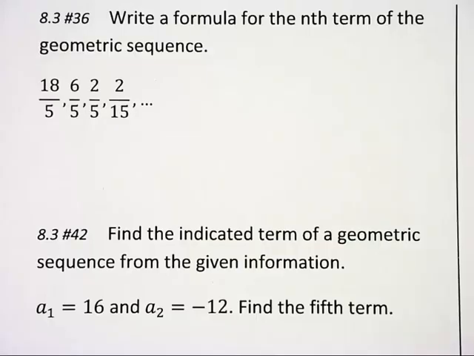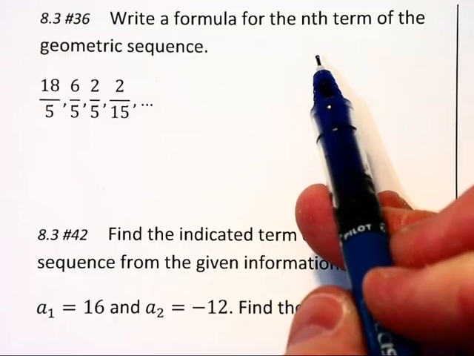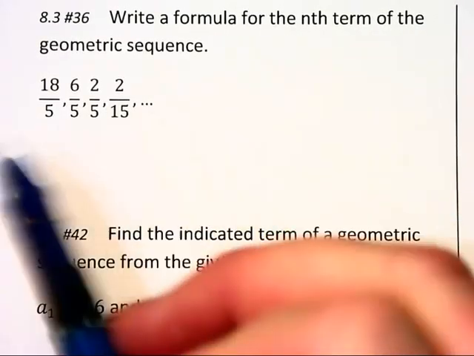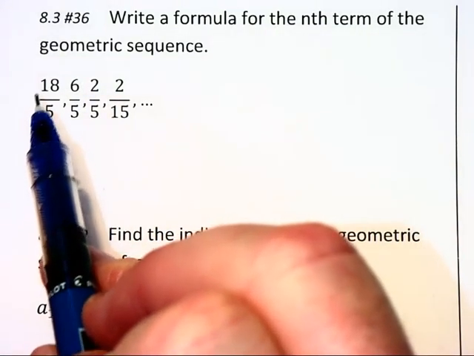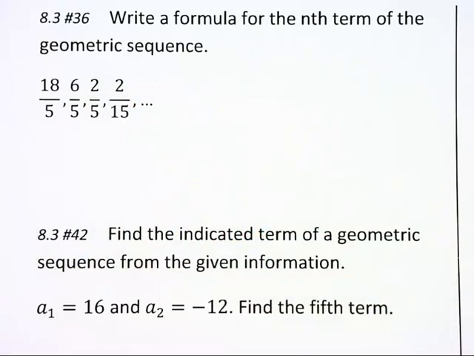Now we are being asked to find a formula for the nth term. So basically we need to figure out what's happening here in this sequence. I notice that in the numerator it looks like I'm dividing by 3, and then whoops, I can't tell if I'm dividing by 3 at all. We've got a little bit of trouble here.